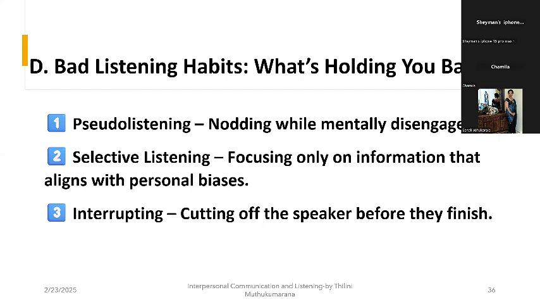And also, the third one is interrupting. This happens in casual communications or conversations also. You do not allow the speaker to finish what that person wants to say, right? In the middle, you interrupt that person. So that's also a very bad listening habit, right? Then you don't get the full idea of what that person wants to say, and that person has to use their whole strength to explain it again from the beginning. So it's also a very bad thing if you do.